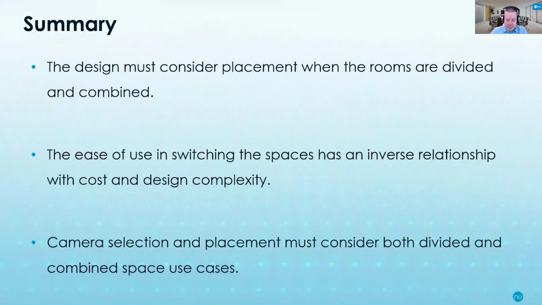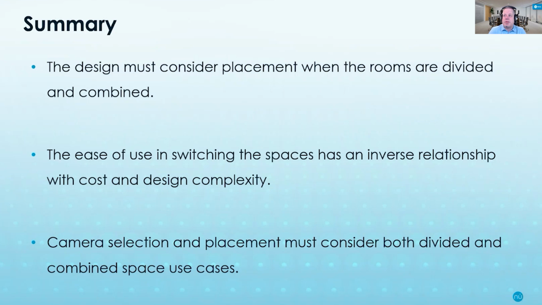This next point here is an interesting one. The ease of use and switching the spaces has an inverse relationship with cost and design complexity. As we start adding more complexity in switching, we go from that basic A/B switch to something that's more automated. There's going to be an increase in cost. As we add in additional controlling, there's going to be increased cost. It's really just a matter of determining what the use case is and working with the customer and staying within their budget to allow for this. And again, it's very, very difficult if you don't think this through. You're going to run into some problems.